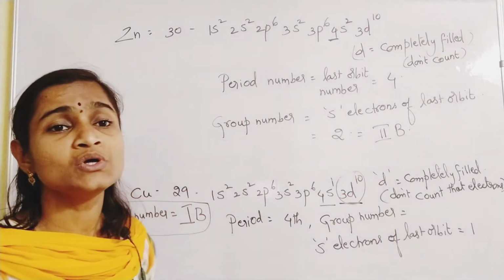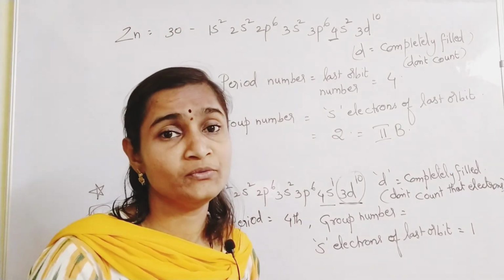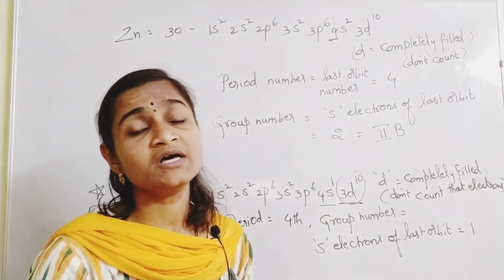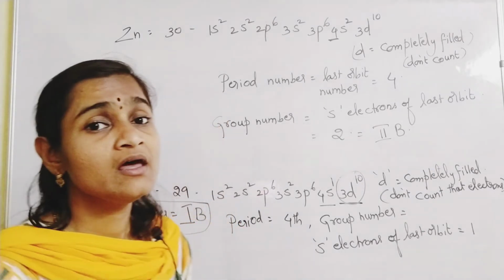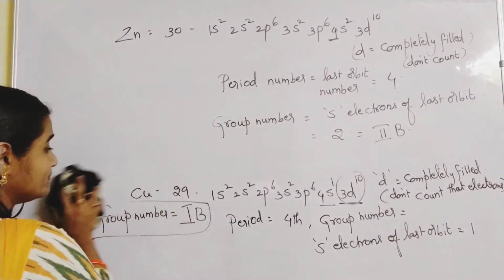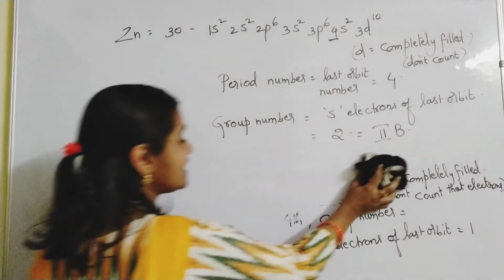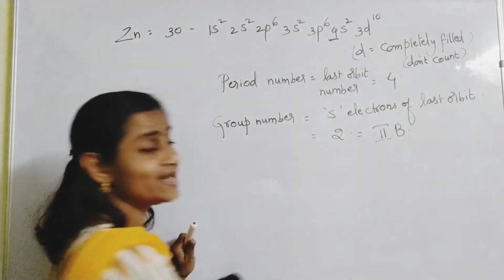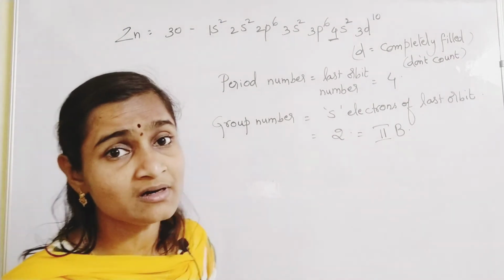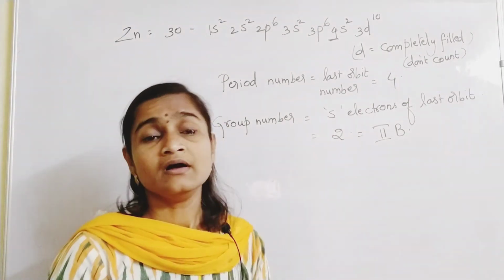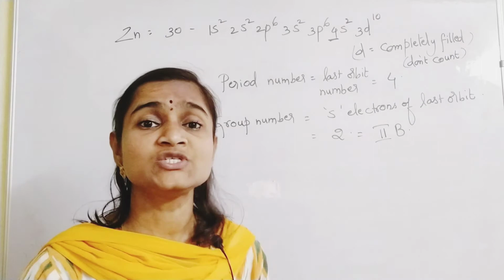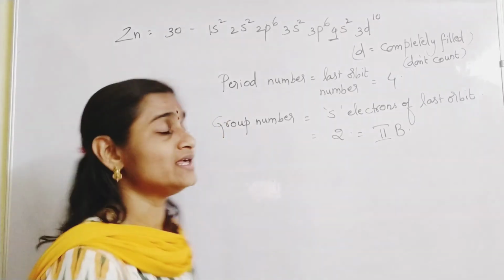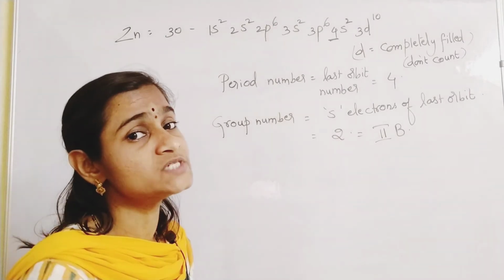Zinc belongs to second B group, isn't it? So this is how you can identify the position of elements in the periodic table. Suppose they are category A, then also the number of valence electrons will give the group number, and the last orbit number will give you the period number, even for A category groups.